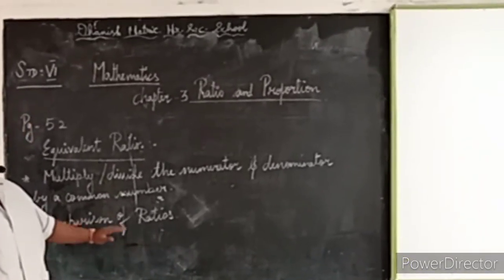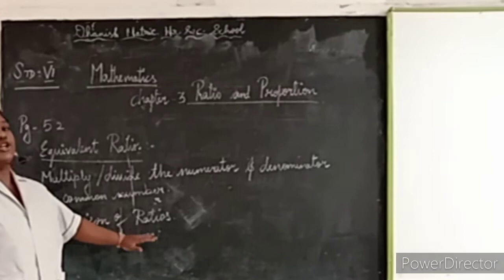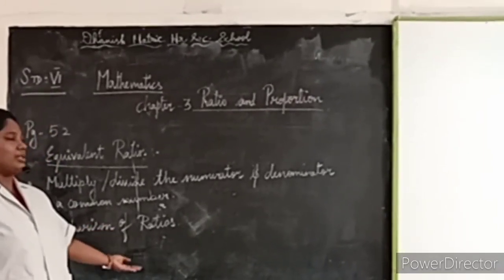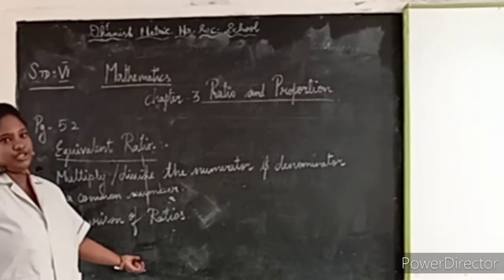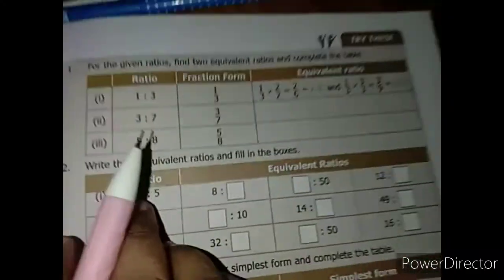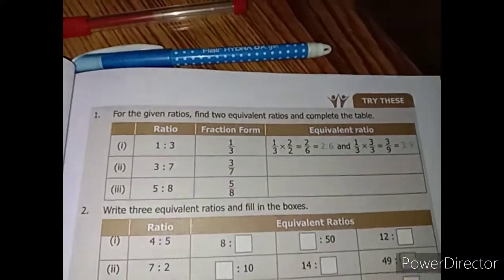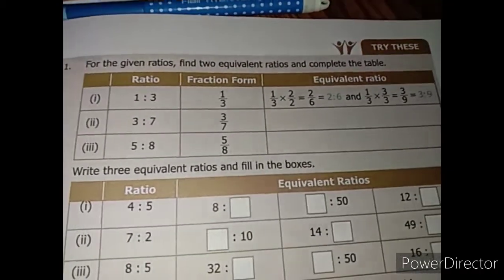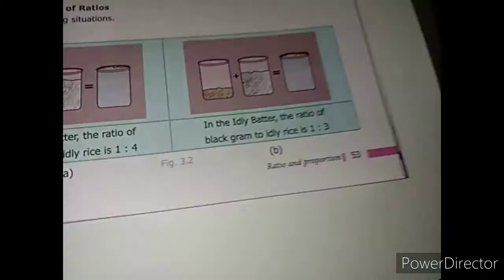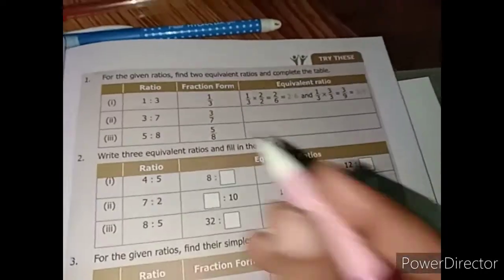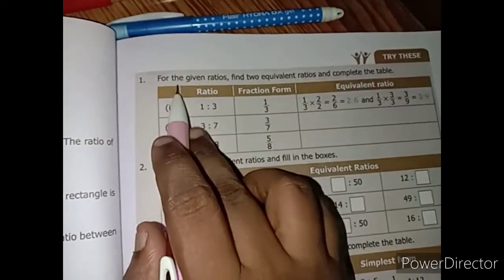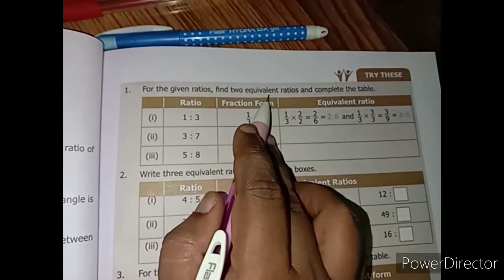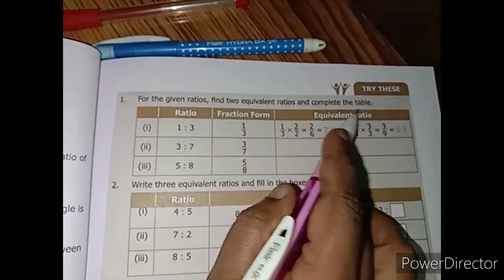Ratios. We are going to compare the ratios of two unknown or known numbers. We proceed with exercise 3.2. Yes, students. Before entering into exercise 3.2, we'll go with Try These, on page number 53. See the first question. For the given ratios, find two equivalent ratios and complete the table.